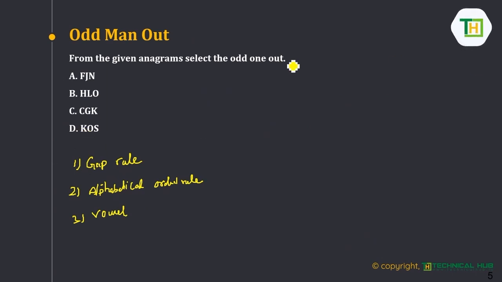Okay. So the first one is FJN. Consider FJN. First of all, write down the respective numbers. F means 6, J means 10, N means 14. Take it as your gap rule or difference. What is the gap between them? The difference is 4, the gap is 3. The gap rule means between letters. So GHI, the gap between is 3. Here the gap between is 3.